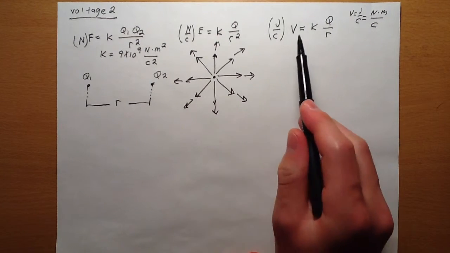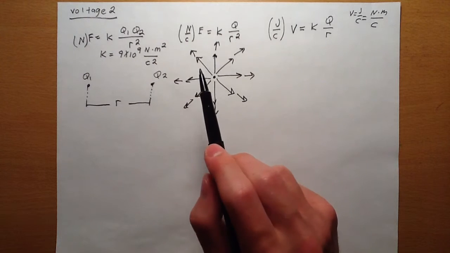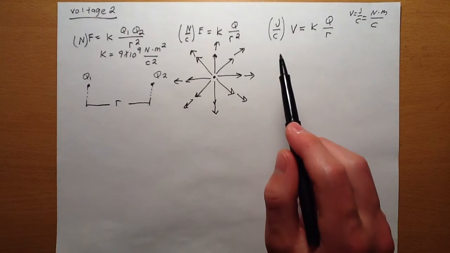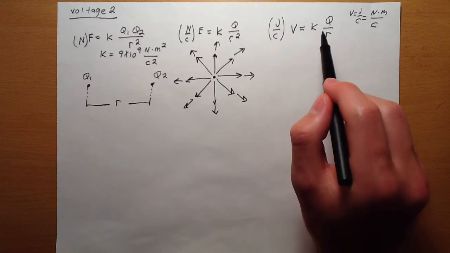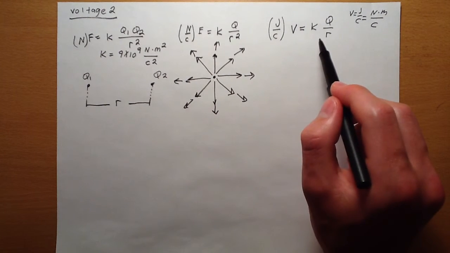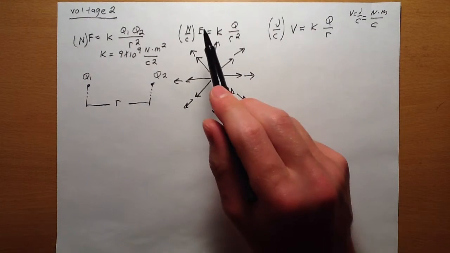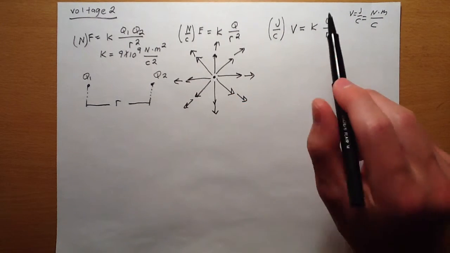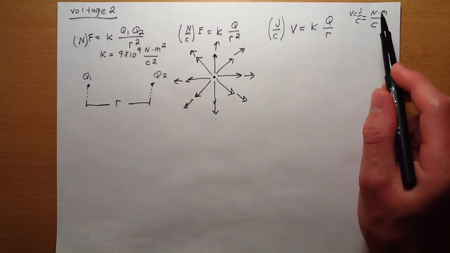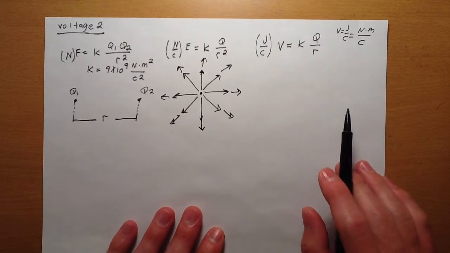Now compare these two equations. They are exactly the same, except we have lost an R in the denominator of this equation compared to this equation, which means we have to add an m to the numerator right here.